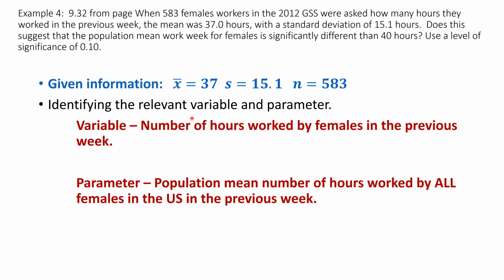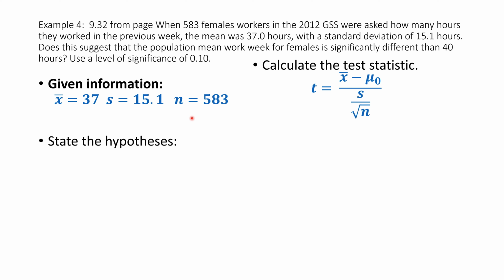The parameter will be the population mean number of hours worked by all females in the United States in the previous week. Then we need to calculate the test statistic in this way. Before that, we want to state the hypothesis. The null hypothesis will be mu equals 40. The alternative hypothesis will be mu doesn't equal 40. So 40 will be mu 0.